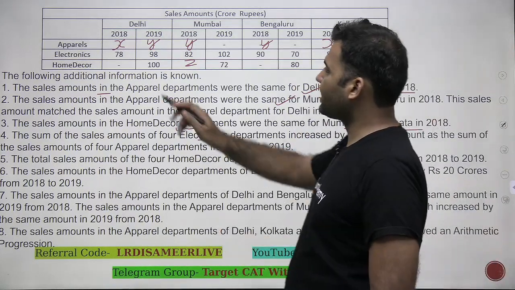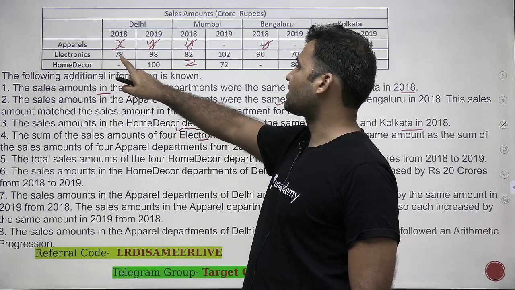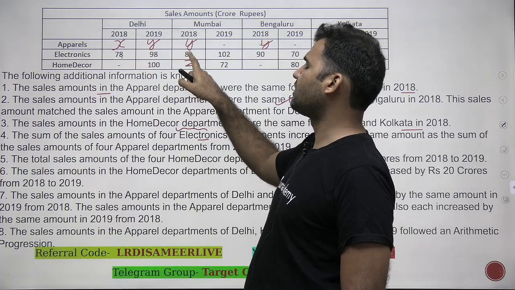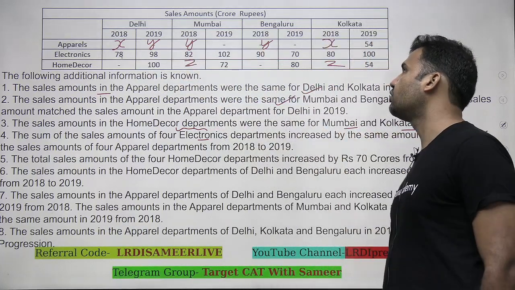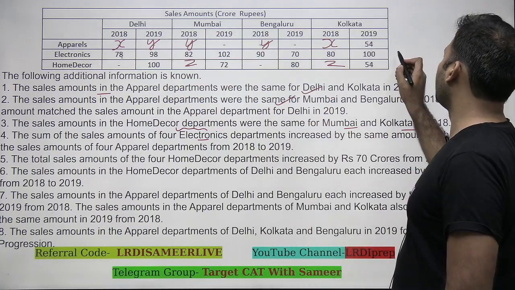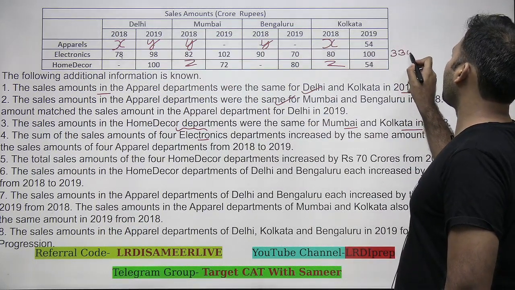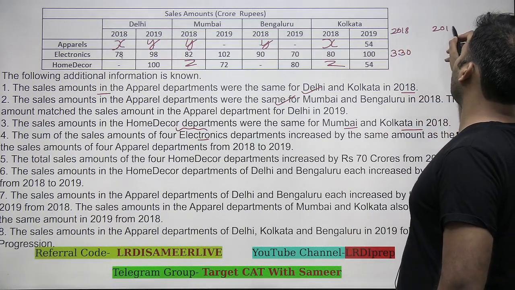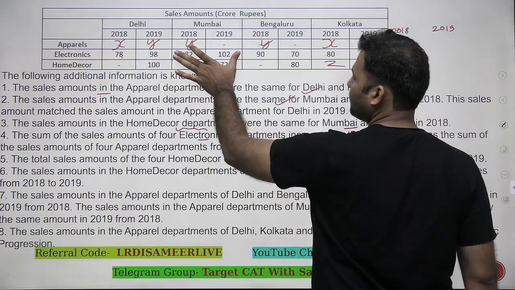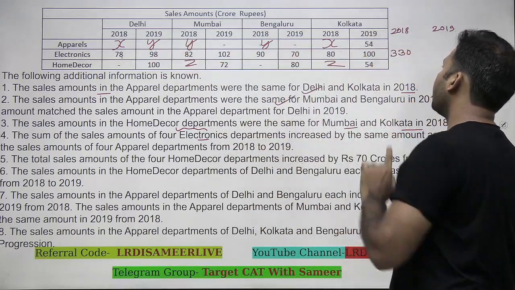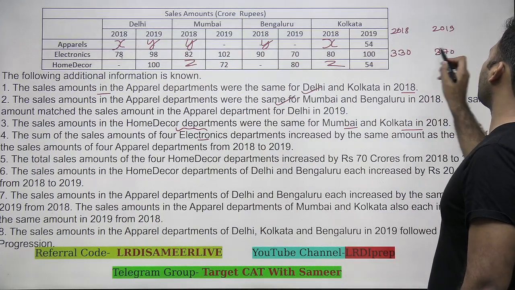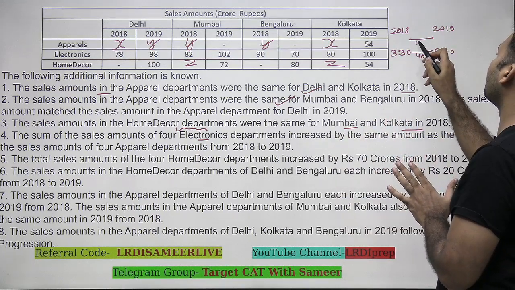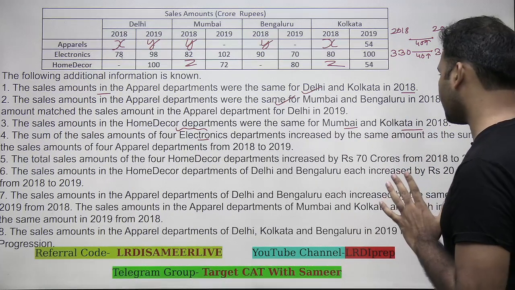Okay. If I look at the electronic department and find the summation here, 78 plus 82 would be 160, 160 plus 90 is 250, 250 plus 80 is 330. So the sale in the electronic department in 2018 is 330, right? I'm writing down the total values here. And if I look at 2019, the total is 98 plus 102, 200, plus 70, 270, plus 100, 370. You see that the increment here is 40. And as per this statement, the increment here is also 40. Now we'll be using this information later, right?